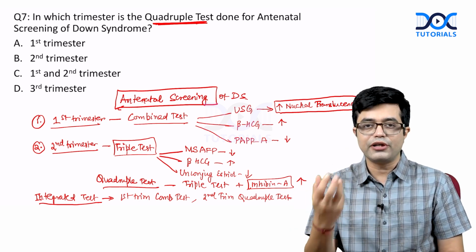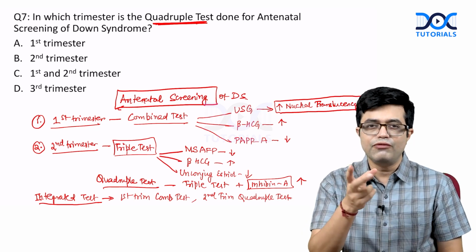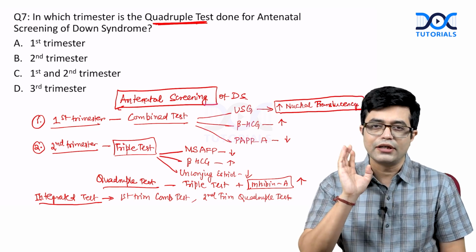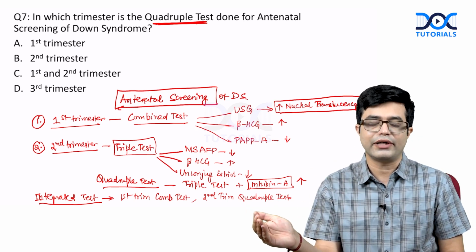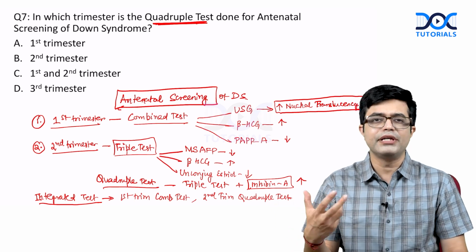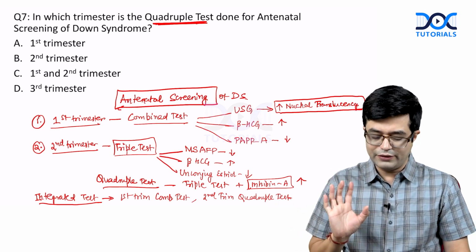So in vast majority of patients, what we try to do is, if we are doing integrated test, we should do beta HCG only once. So either in first trimester or in second trimester, we will be omitting it out. Right? There are different protocols based upon the types of screenings that we do. But beta HCG will be done only once.